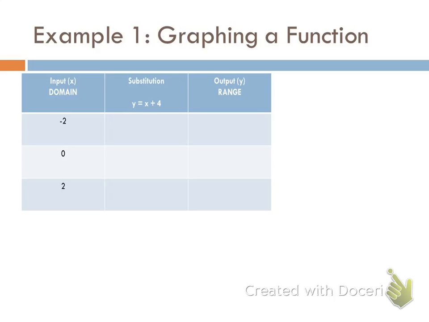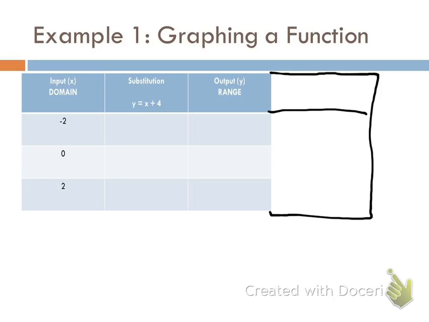So in example 1, this should look a lot like your lesson from yesterday, making an input-output table. That's all we're doing here, except now we're adding one more step. So it's going to be 4 columns, and this last step is going to be your ordered pair. We talked a little bit about that yesterday, your ordered pair.